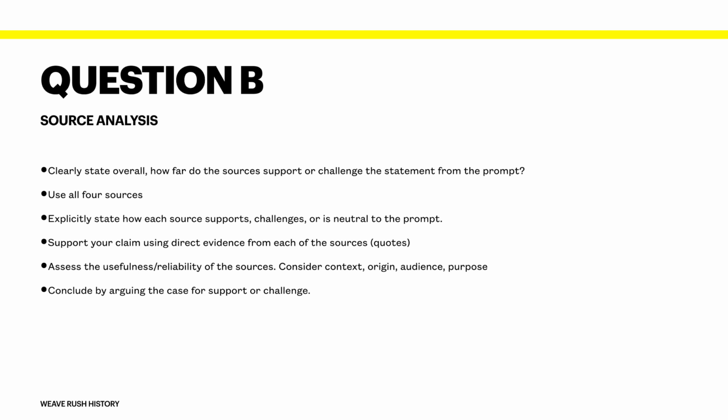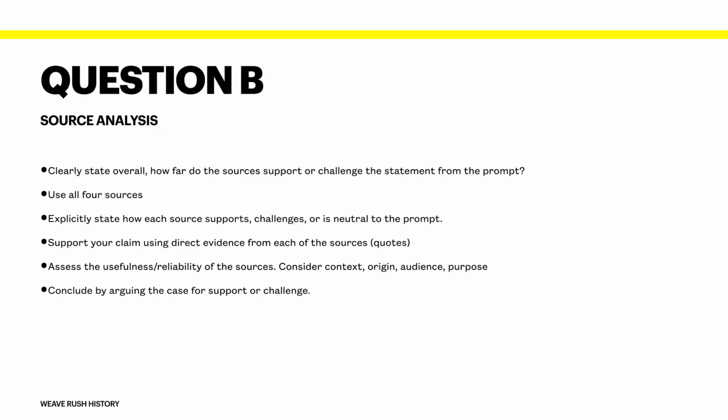So for question B, this is your source analysis question. You're analyzing all 4 sources based off of a prompt. So you're going to be saying how far the sources support or challenge the statement in the prompt. You're going to be using all 4 sources here. You're going to explicitly state which one of the sources supports, challenges, or is neutral to the prompt. You're going to support your claim with direct evidence, so you're going to be using quotes here again.